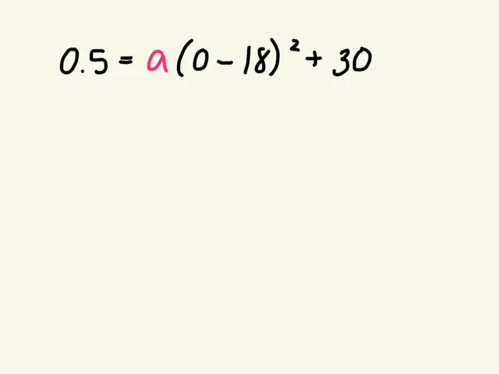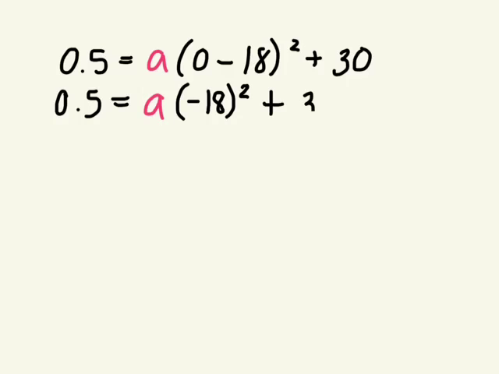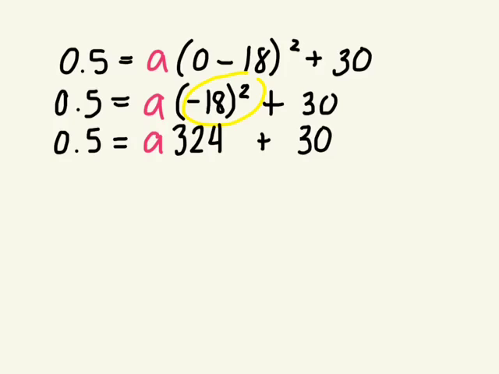Okay, pay attention. We're going to use BEDMAS to solve for A. We're going to work backwards. I can't do anything on the left side, so I'm going to leave it as 0.5 equals A. Can we simplify? What's 0 take away 18? Negative 18 squared, right? Now what? What comes next? Exponents. I'm leaving this 0.5 on the left side. And I have negative 18 squared. What's negative 18 times negative 18? Positive 324 plus 30. What does this mean? A 324. How should I rewrite that?